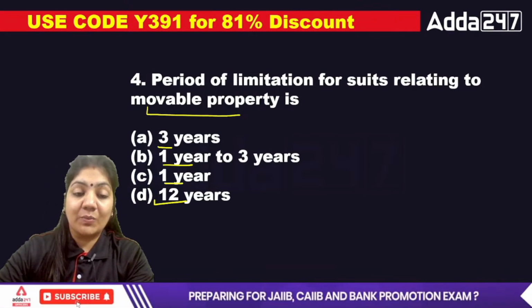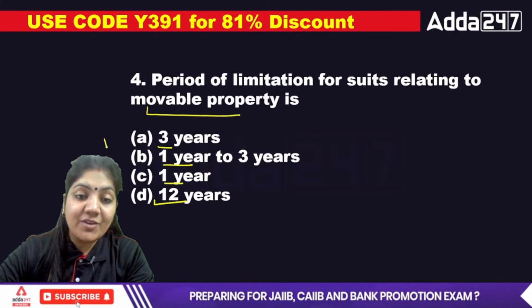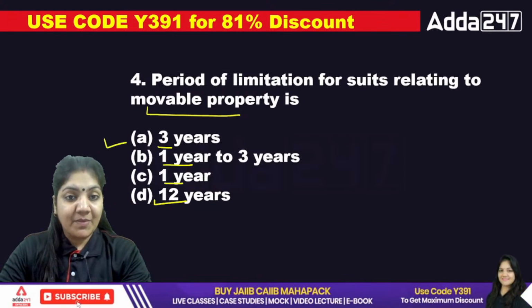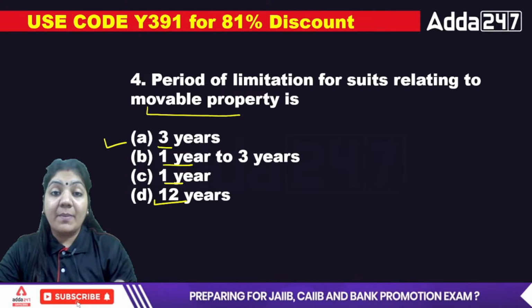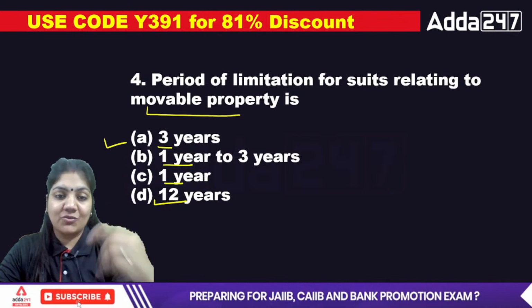So for the fourth one, the exact answer is 3 years. So for movable property, limitation is 3 years. For contract, limitation is 3 years. For immovable property, it is 12 years.